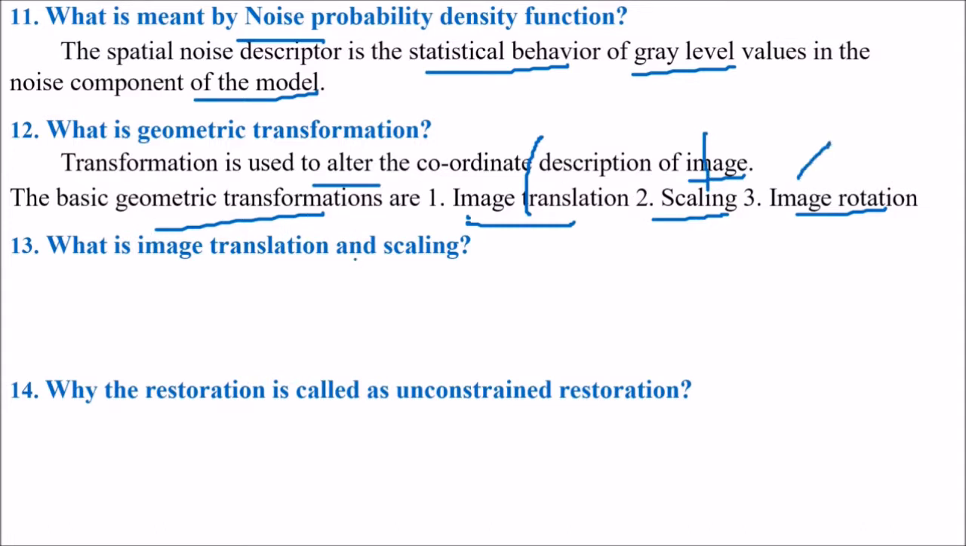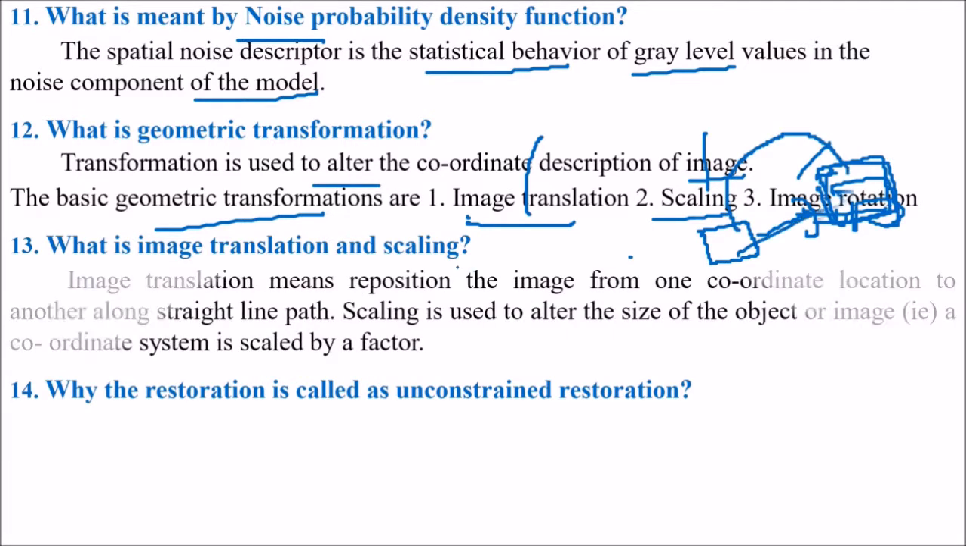What is image translation and scaling? See, if you have an image and you want to take it somewhere else, this is the translation. Now you want to increase the size or decrease the size. Image translation means repositioning the image from one coordinate location to another along a straight line path. And scaling is used to alter the size of the object or image. We have seen how we can shrink and grow the object or image, that is, a coordinate system is scaled by a certain factor.